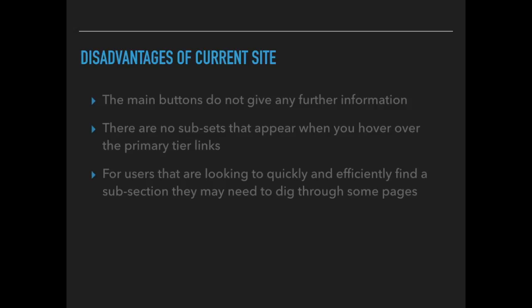There's no subsets that appear at all when you hover over any of these links, and if users are looking to quickly and efficiently find a particular subsection, they might need to dig through some pages if they don't notice the sitemap link at the very bottom of the website. And if they're not familiar with the website at all and they just need to get the information now rather than later, they're still going to have to kind of search through a lot of different things in order to get the information that they want.